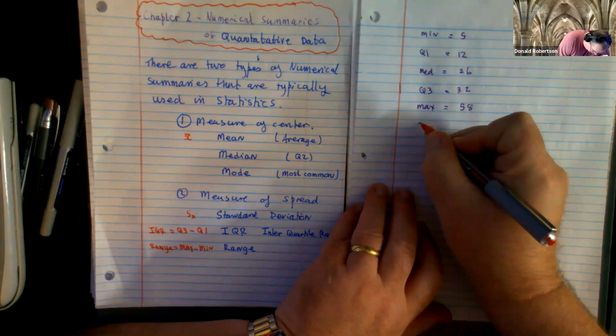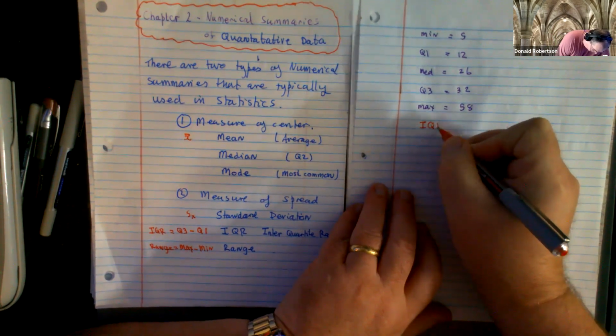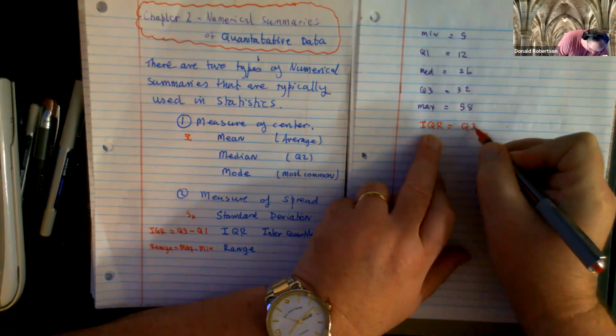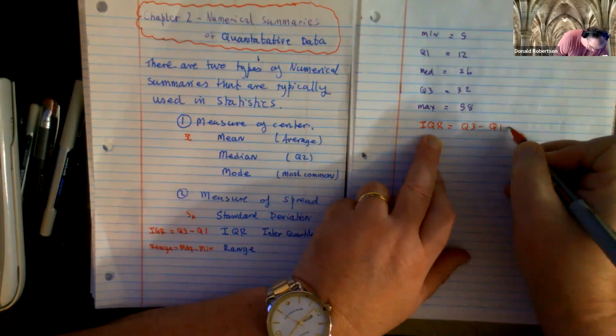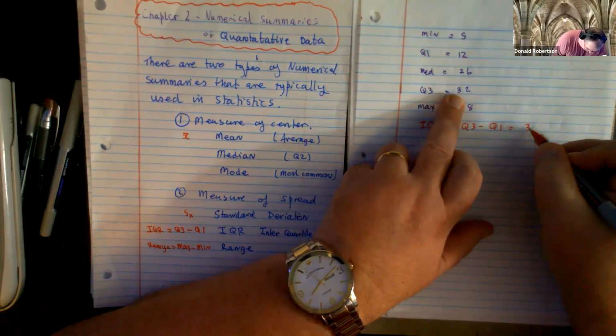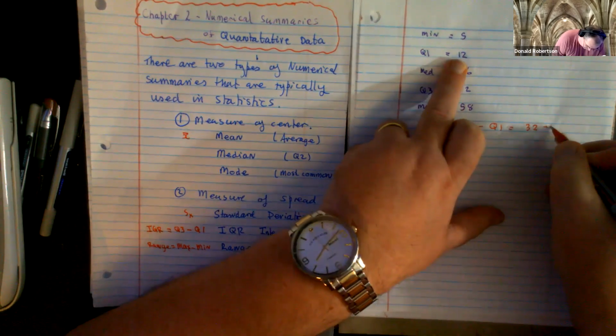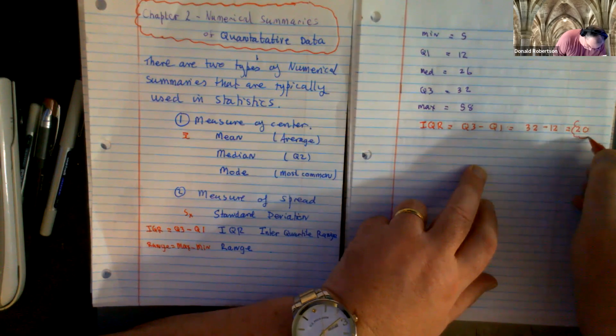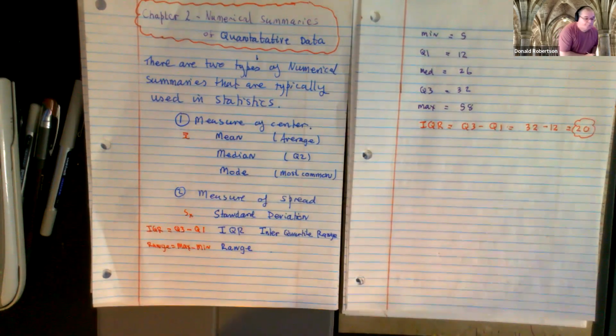So if you wanted to find out how spread out the numbers were, IQR is a good way of measuring that. And it's Q3 take away Q1. And in this case, that's going to be 32 take away 12. So the interquartile range would be 20.